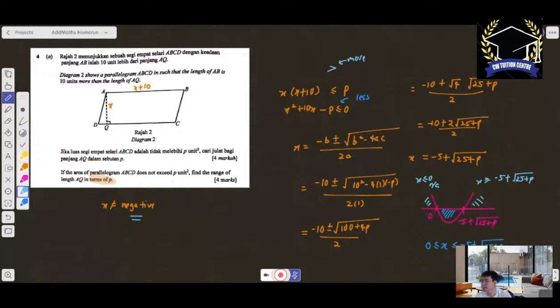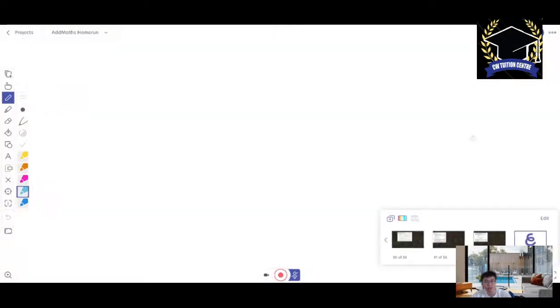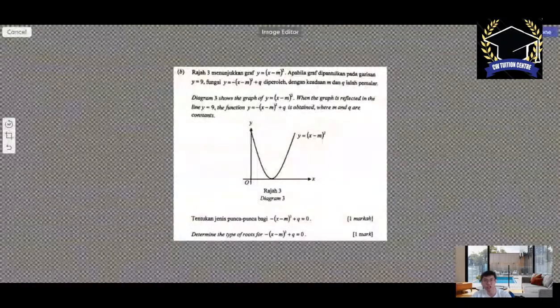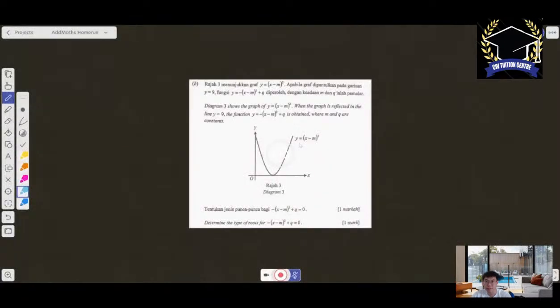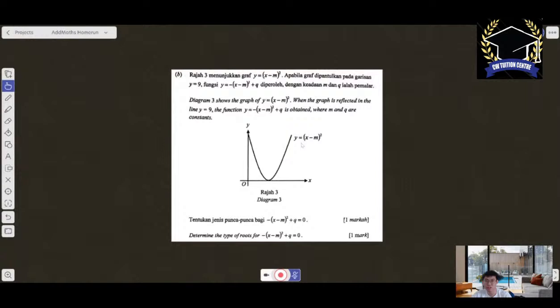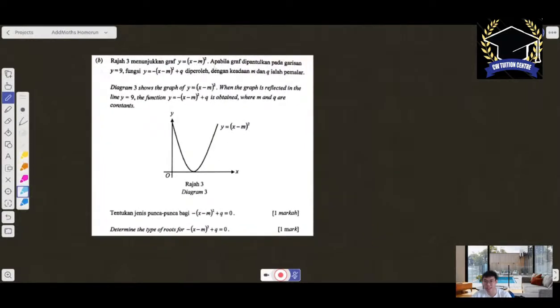And then the MISM paper also discusses the concept. So when we look at the concept question, this is the part that many students do not know, the concept. So if I take a look here, this is the concept question. B. Diagram menunjukkan graph like this.